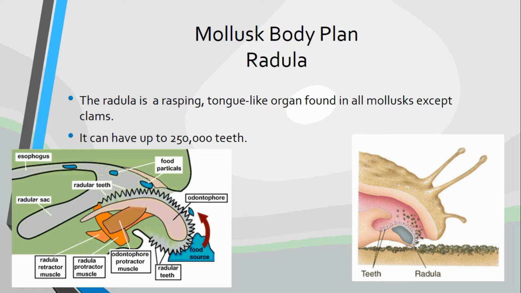The interesting part about the radula is it can have up to 250,000 teeth. So that's a quarter of a million teeth. I don't know if the gastropod has a tooth fairy, but with that many teeth, I'm guessing she can go broke. So yeah, 250,000 teeth. That's a pretty amazing number.